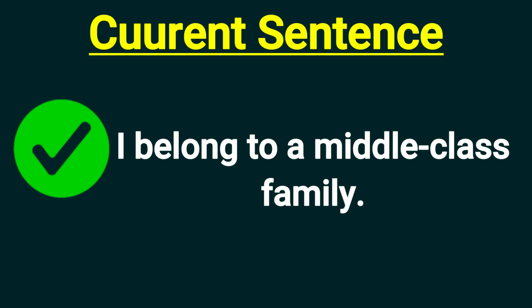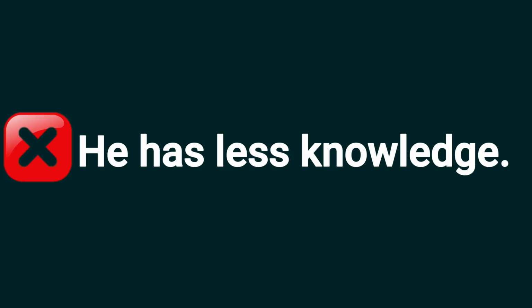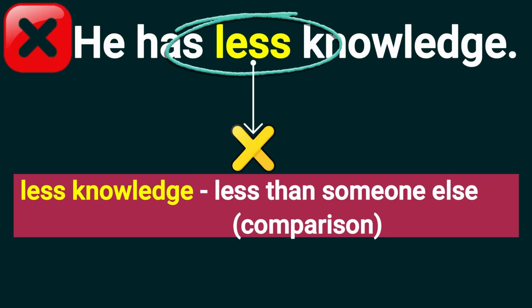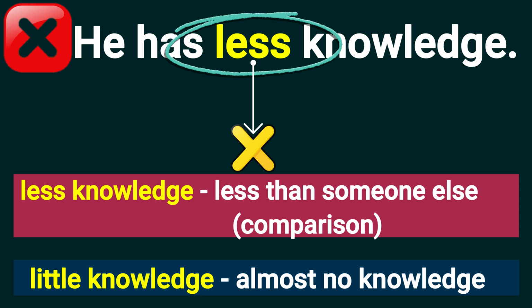Number 3. He has less knowledge. So let's find out the mistake in the sentence. Here using of "less" is wrong because less knowledge is always used in comparison, meaning less than someone else. Little knowledge is always used to mean almost no knowledge.